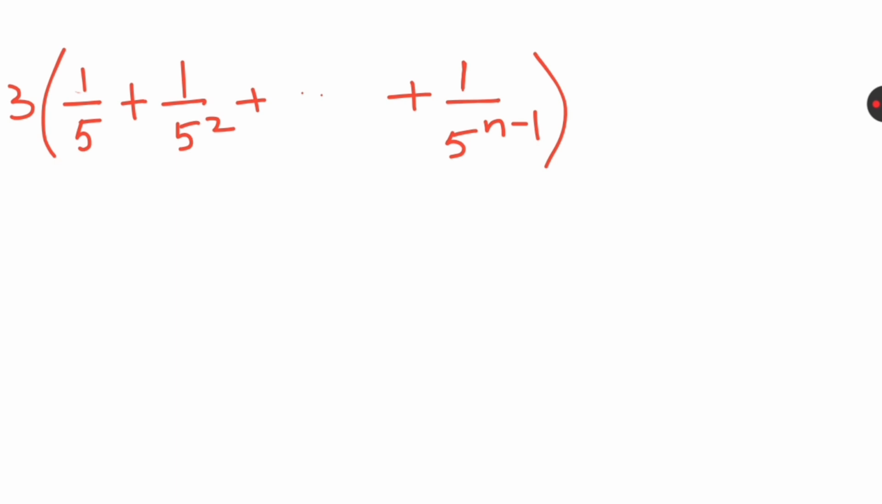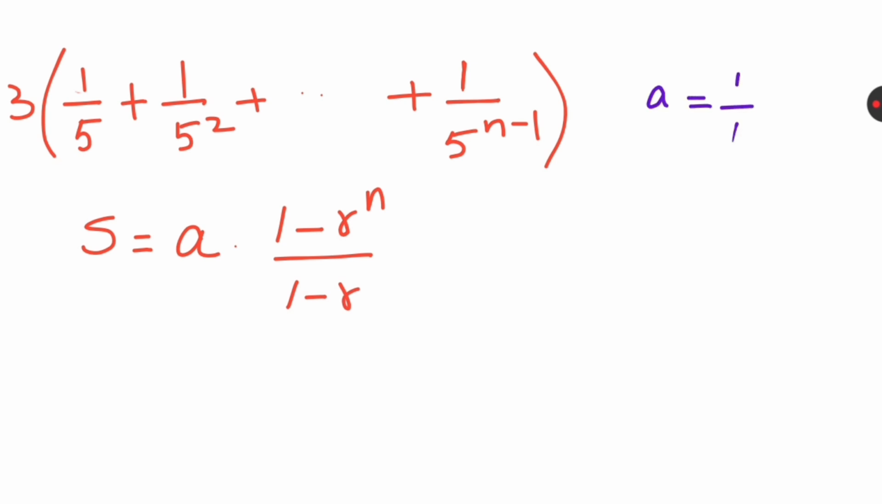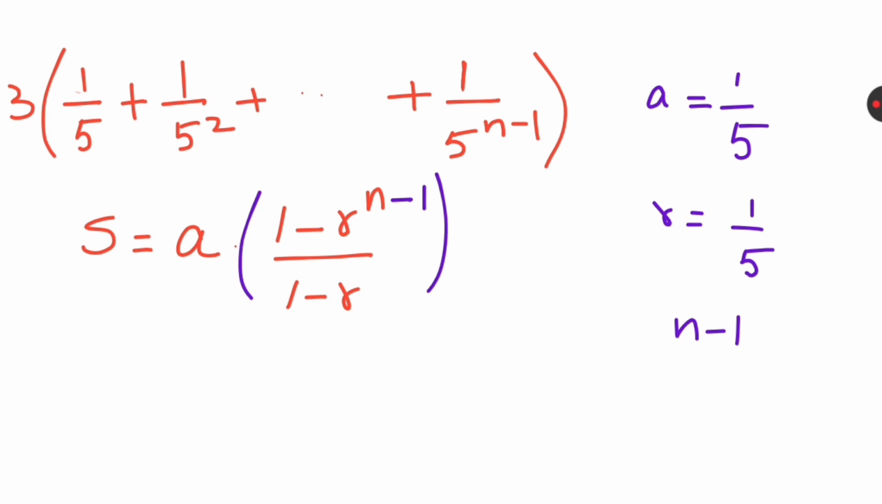So what is the formula for the sum of the GP? The formula is S equals A times 1 minus R raised to the power of n over 1 minus R. Here A is nothing but 1 over 5, the first term. Then R is 1 over 5. The number of terms is n minus 1. So that's why you need to take not n, you need to take n minus 1.